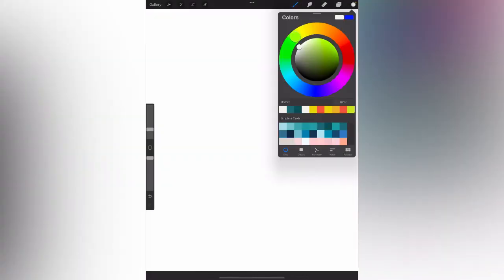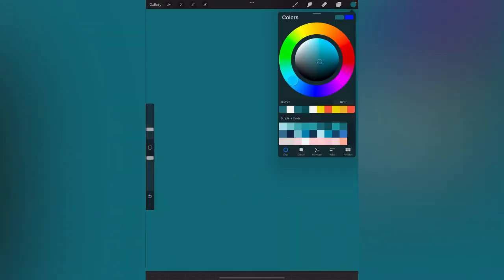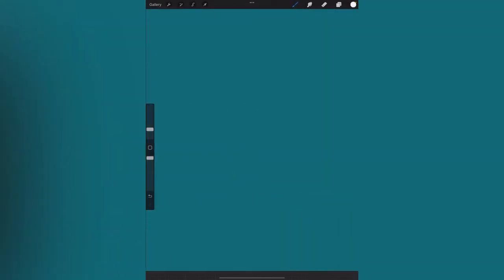I really like that color that we had before, so I'm going to do this. I'm just learning new things here. All right, so I'm going to move on.